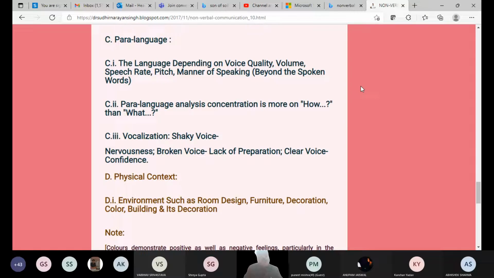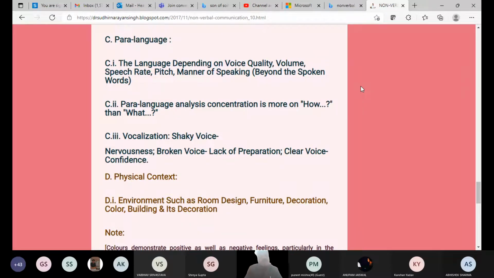So voice quality, volume, speech rate, words per minute spoken. If I am too fast, it will be quite difficult for you to grasp it. So with speech rate, you grasp the meaning. Then pitch, high pitch, low pitch. Then the manner of speaking, which means beyond the spoken word.